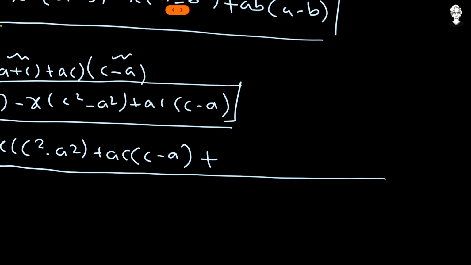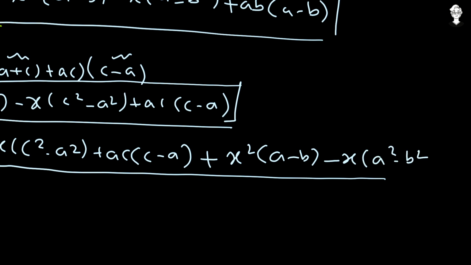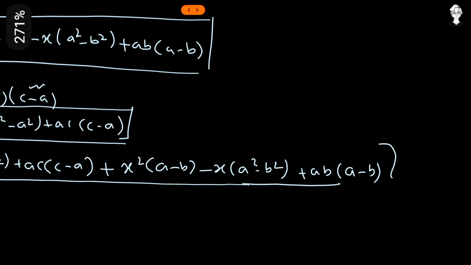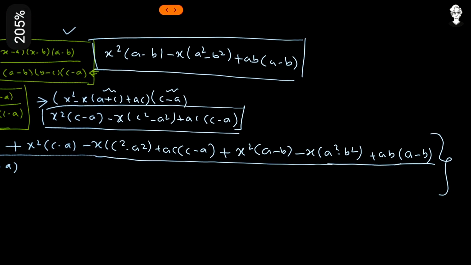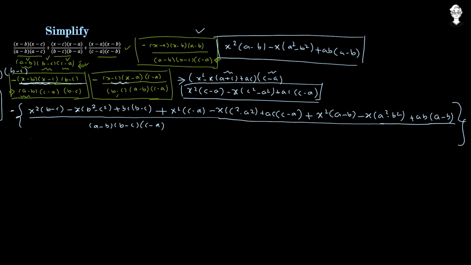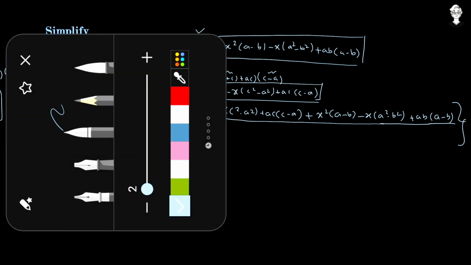plus the bracket for the third one, that is x² multiplied with (a − b) − x multiplied with (a² − b²) and plus ab multiplied with (a − b). So here I have just written all the required things. So you can see that I have opened the brackets and written all the things over here, and it's very lengthy. So what I will do is I will take the commons out.